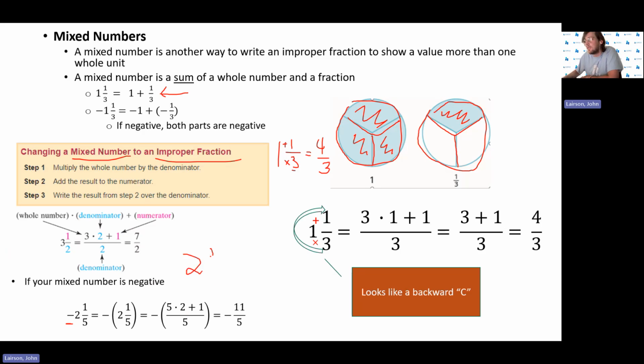So let's see, 2 and 1/5. This is 2 times 5 plus 1. 2 times 5 is 10, plus 1 is 11. And then keep that same bottom 5. And it was negative, so it's going to be negative 11 over 5.